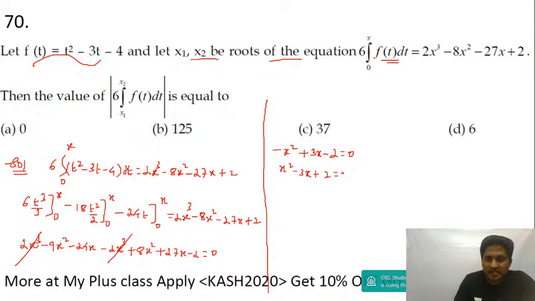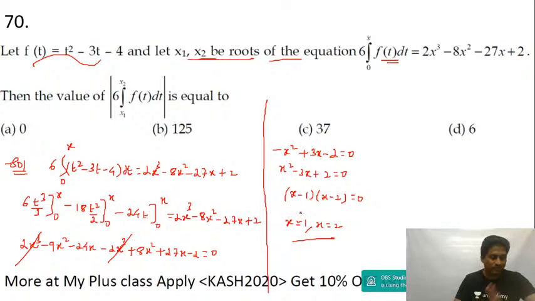If you split the middle term, you get x minus 1 into x minus 2 is equal to 0. So the roots are x is equal to 1 and x is equal to 2. Is it okay? So x1, x2 are the roots of this equation. Roots are 1 and 2.